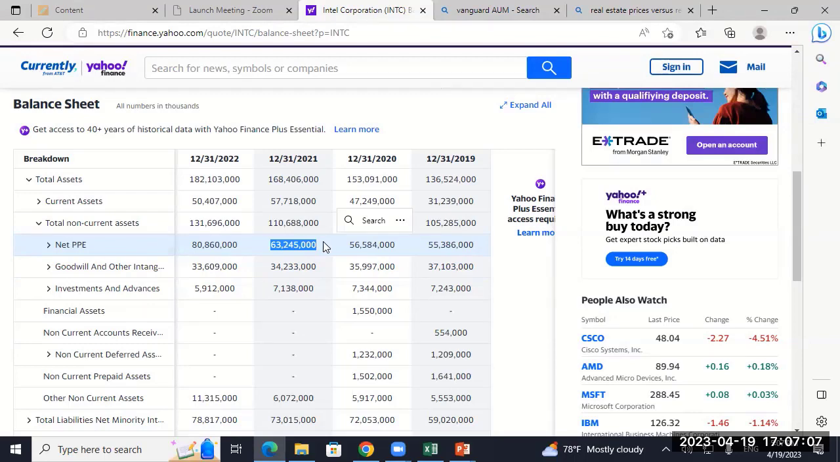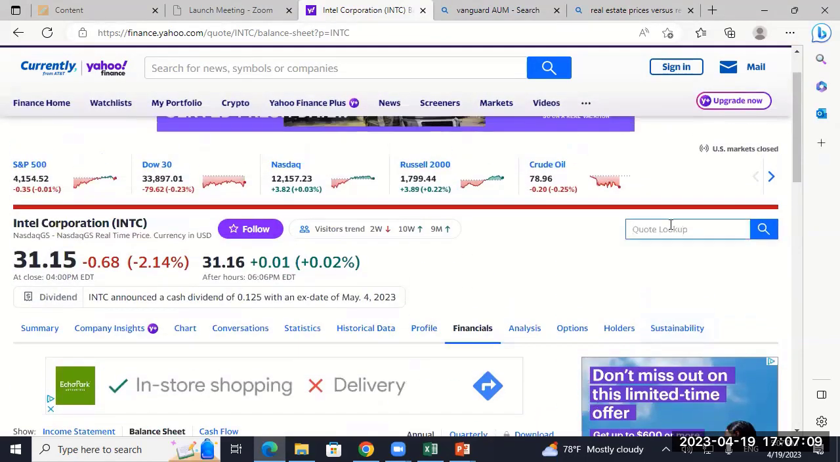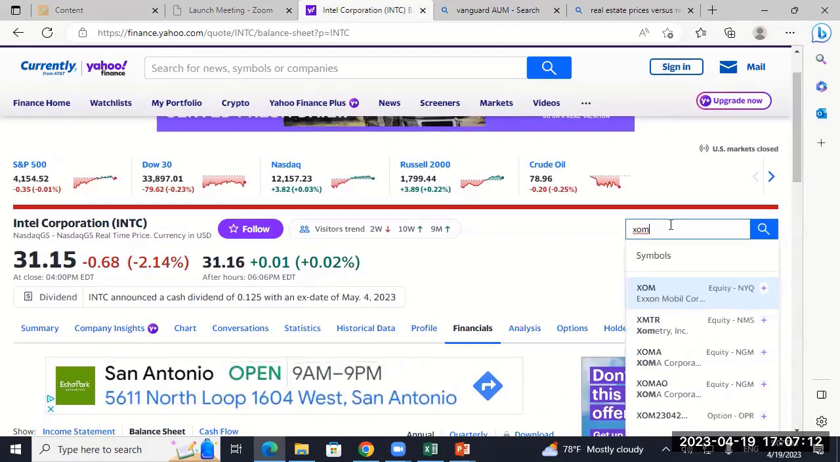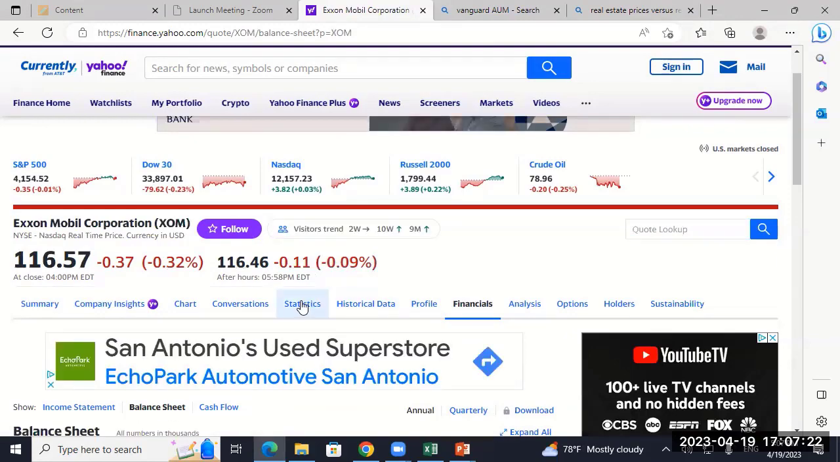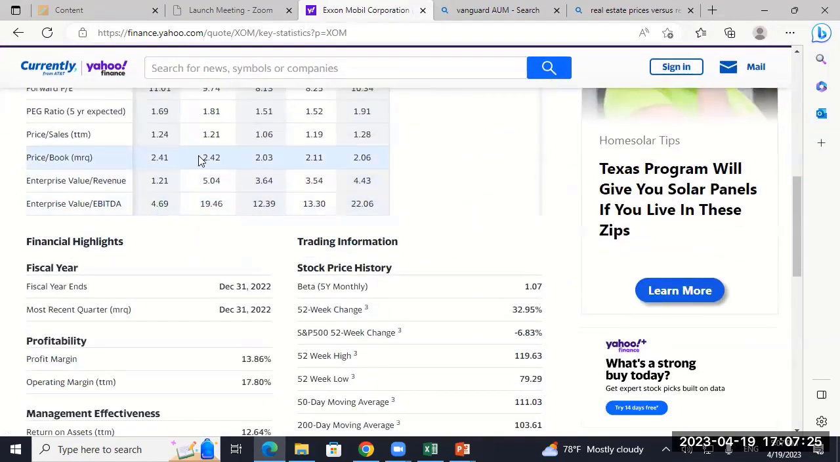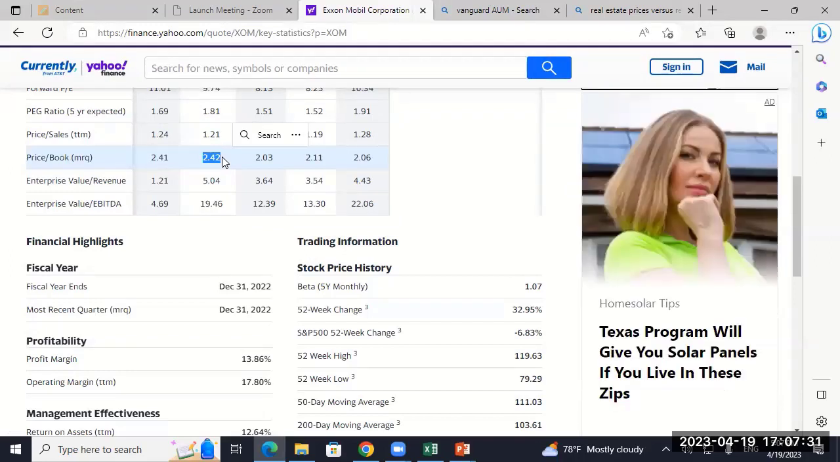What about Exxon? I remember, sells a commodity, very volatile, cyclical business. Price to book value. Their price to book is 242, a lot higher than banks. Why is that? No, I can't explain banks. That makes sense to me.